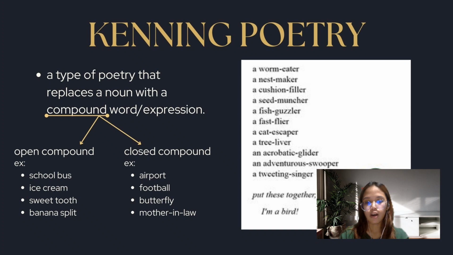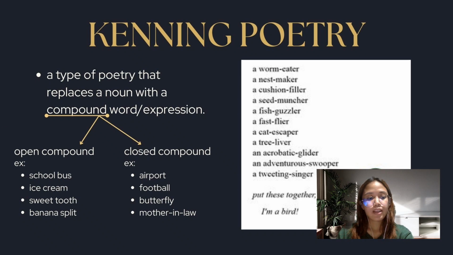So there are two types of compound words. We have the open and closed compounds. Open compound, basically, is two words that are separated by a space. Examples given here are school bus, ice cream, sweet tooth, banana split. And then closed compound, on the other hand, are words that are compressed together. It can either be with no space, or they can have hyphens in between. So examples are airport, football, butterfly, and mother-in-law. Mother-in-law is an example of a hyphenated closed compound.